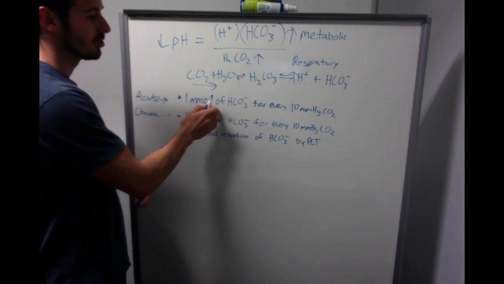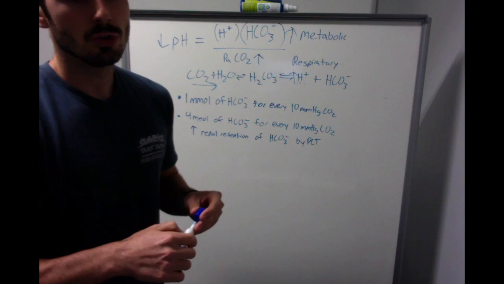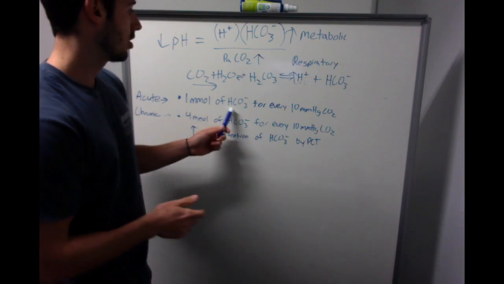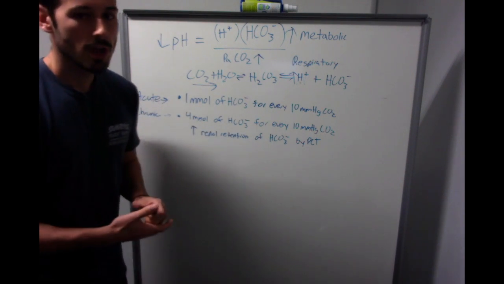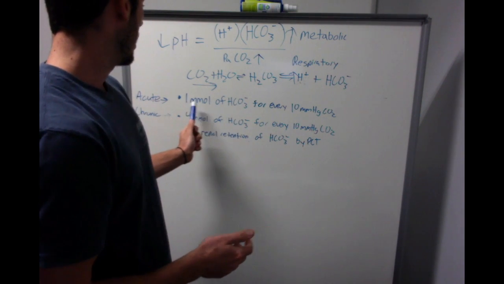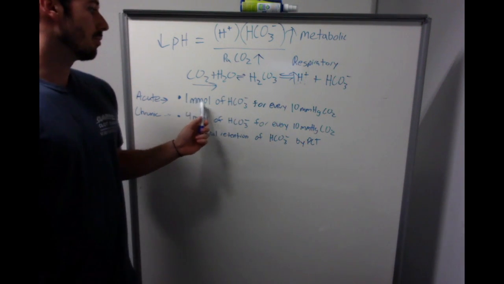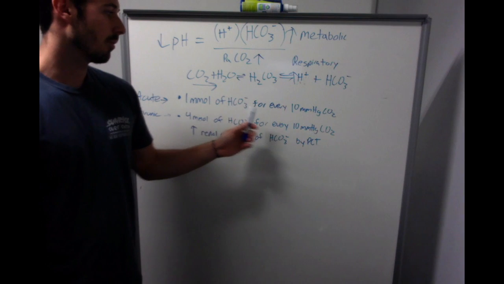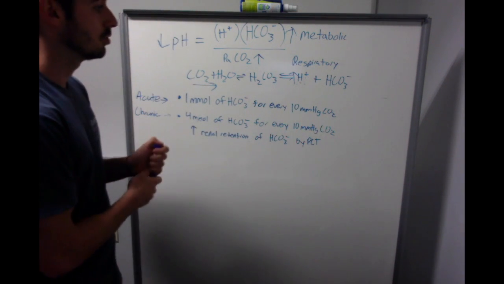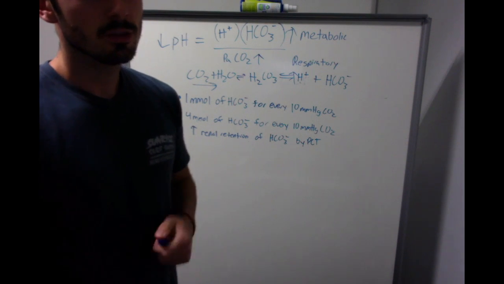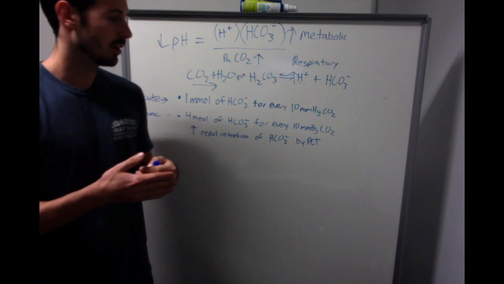And then over time, the actual renal system is going to work to increase the amount of bicarb in the blood. So acutely, within a matter of hours or so, the renal system is going to work by producing 1 millimole of bicarb for every 10 millimeters of mercury of CO2 the blood has in it. And this isn't really a lot, but it's going to try to aid in regulating the blood pH.